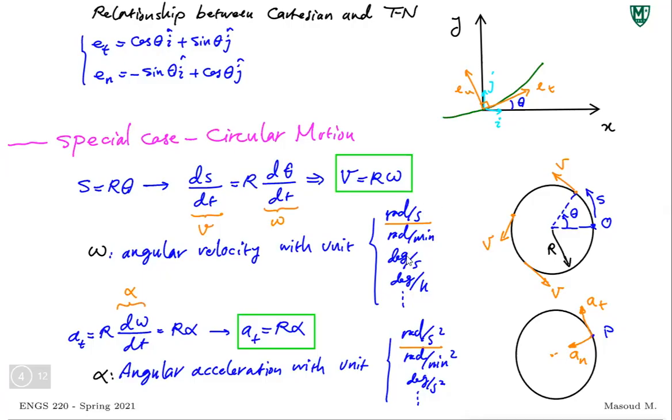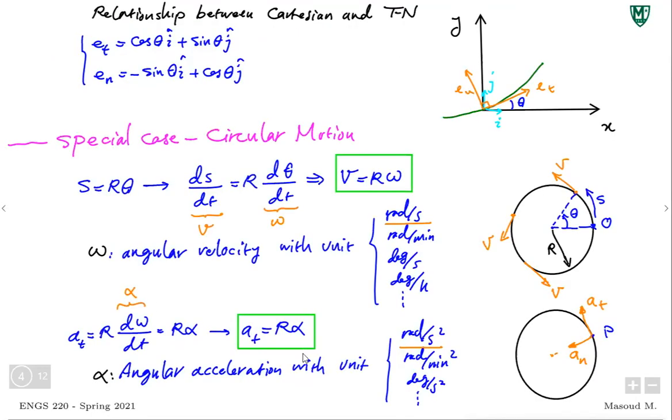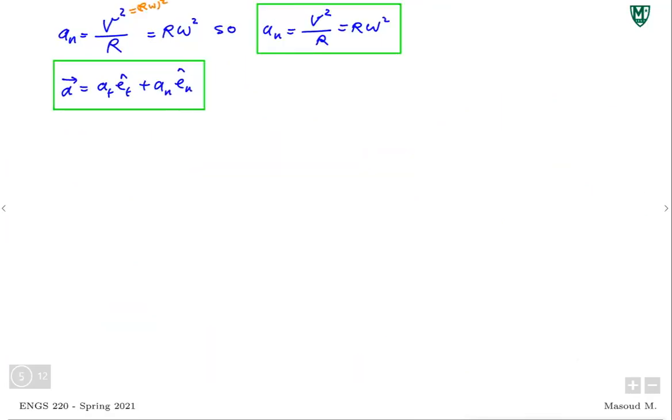We said V is R omega, omega being angular velocity, which is nothing but d theta dt, in radian per second, radian per minute, whatever unit you use. And the acceleration has two components, tangent and normal. Tangent is R alpha, R being the radius of the circle, alpha being the angular acceleration, which is the derivative of angular velocity with respect to time, or the second derivative of angular displacement theta with respect to time. Plus AN EN, the normal component, which can be defined as V squared over R or R omega squared. Either works.